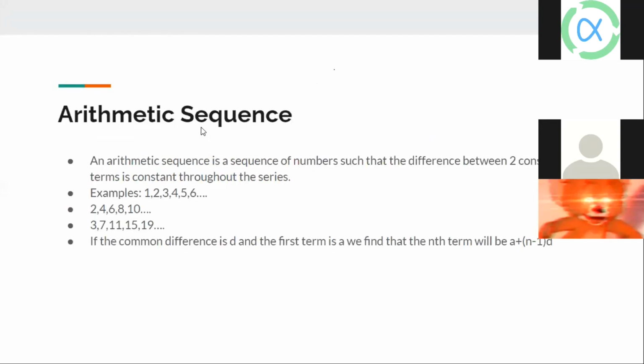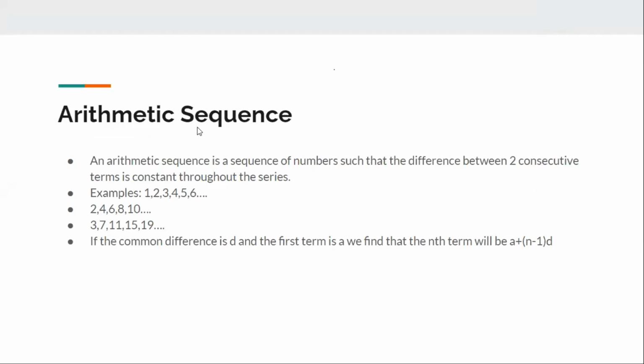Okay, arithmetic sequences. This part of the lesson right now is going to be pretty crucial because this stuff definitely pops up a lot. An arithmetic sequence is a sequence of numbers such that the difference between two consecutive terms is constant throughout the series. So let's look at some examples. One example is 1, 2, 3, 4, 5, 6. Notice how 2 minus 1 is equal to 3 minus 2 is equal to 4 minus 3 is equal to 5 minus 4 is equal to 6 minus 5. They're all equal to 1.